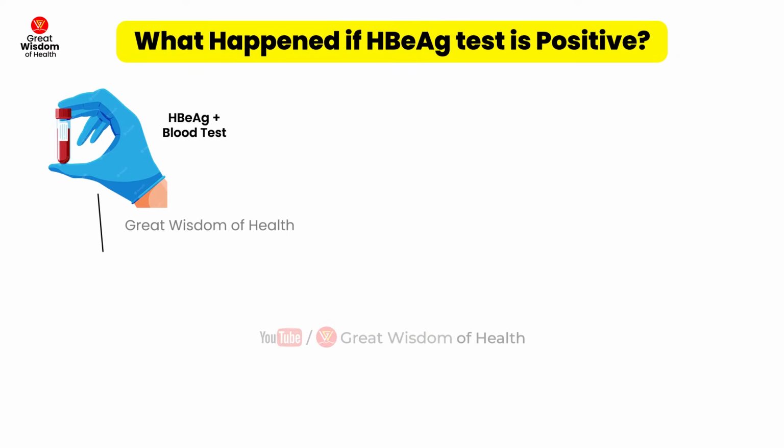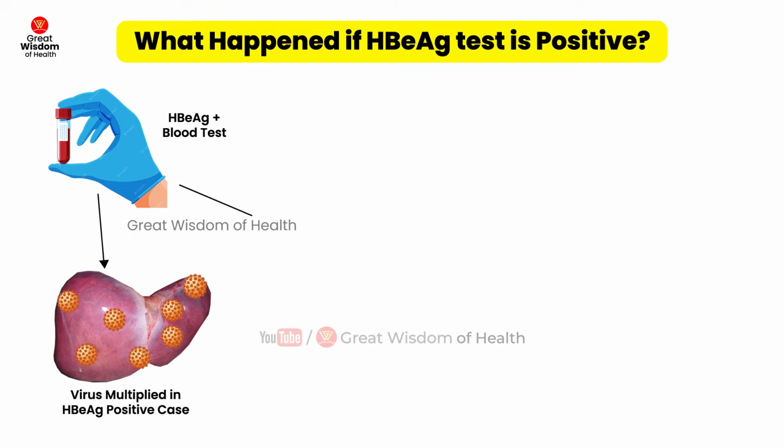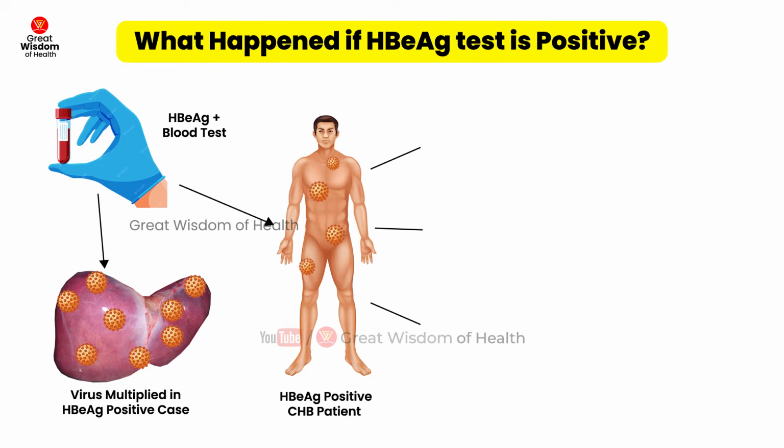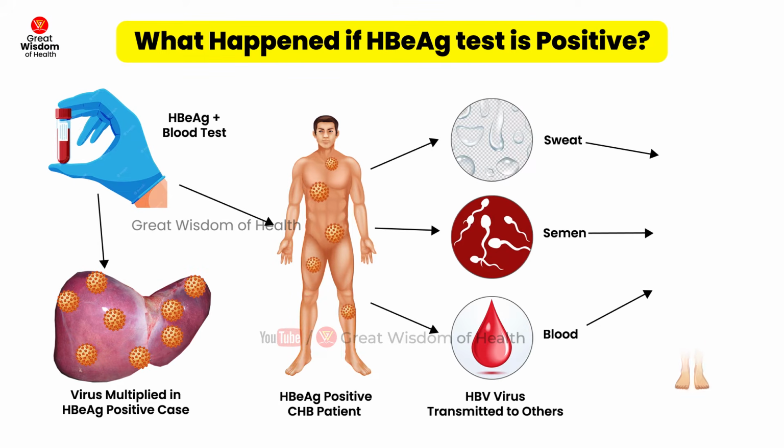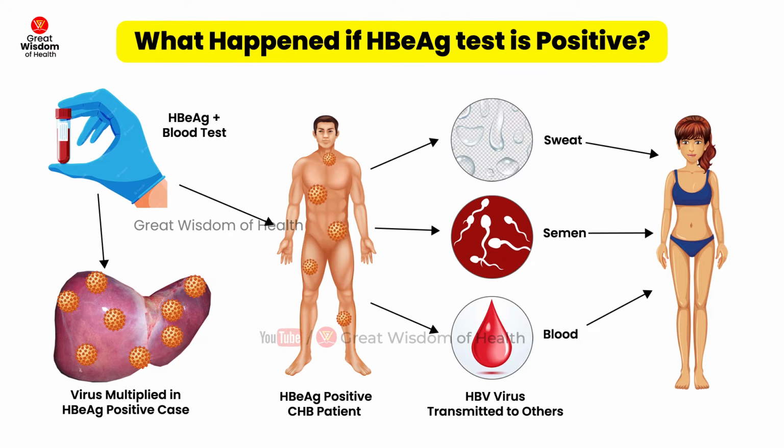What happens if the HBeAg test is positive? A positive test for the hepatitis B e-antigen, HBeAg, means there is an active infection with the hepatitis B virus, with chronic hepatitis B. The virus is actively multiplying rapidly. Anyone in contact with your blood or body fluids is at higher risk of being infected with HBV easily.